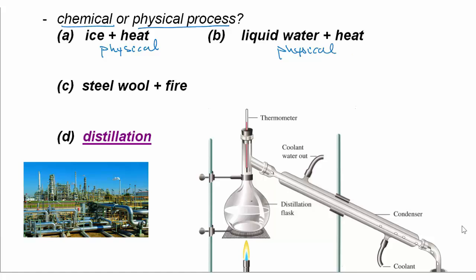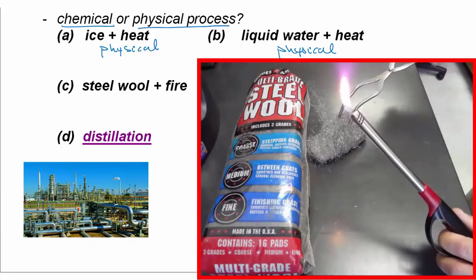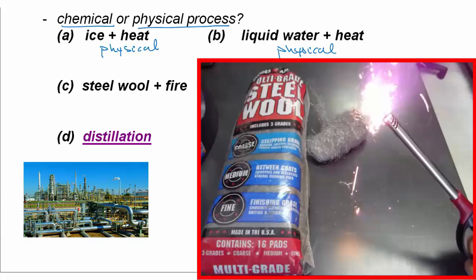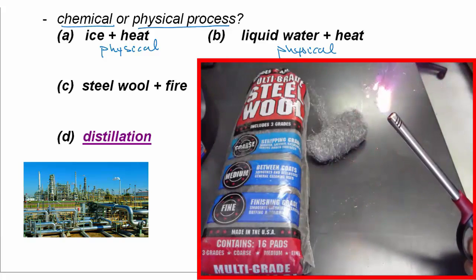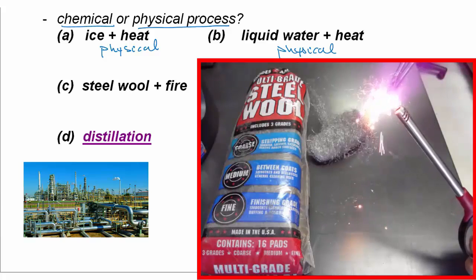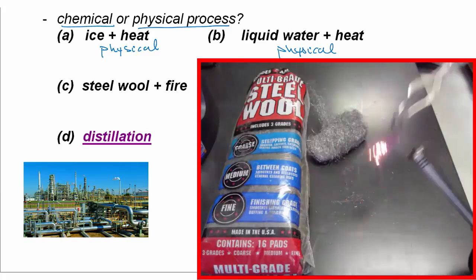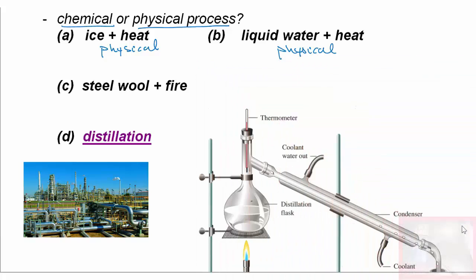How about steel wool and fire? So here's the fire. Steel wool. We're actually forming iron oxide. That steel wool is iron. It actually burns with the oxygen in the air to create iron oxide. It's crazy that metal burns, huh? So definitely a chemical change.